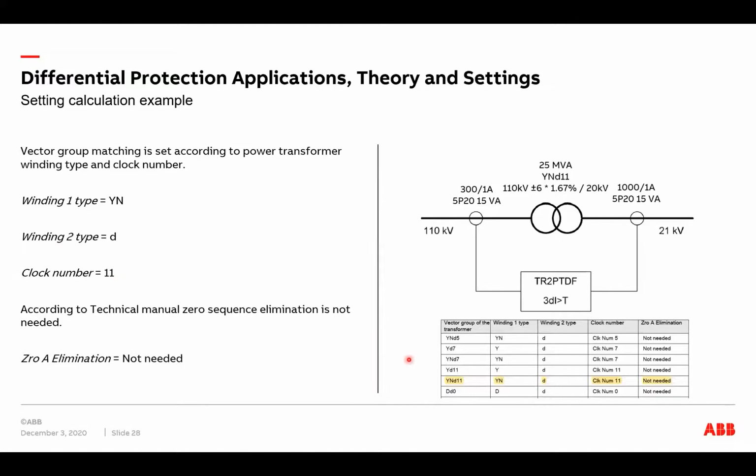And from the technical manual, you can also look from this kind of table where it describes different types of power transformer and windings. Like in this example that we have here, we can locate the YND11 transformer. Then you can directly read which setting to put for winding 1 type and for winding 2 type and for the clock number. This table also tells you if we need to activate the zero sequence elimination, and in this case it's not needed.